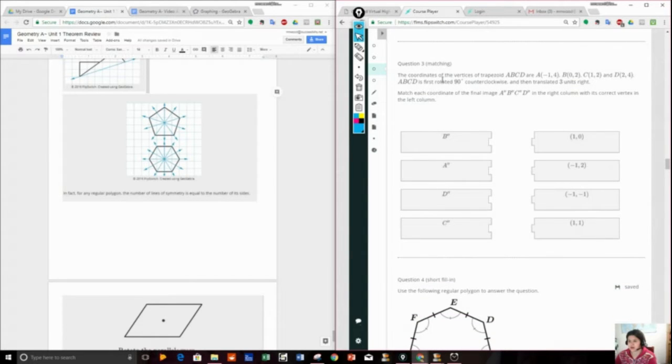And I'm going to do question 3 because it's a click and drag, and just so you're clear on how to navigate a click and drag. So the coordinates of the vertices of trapezoid ABCD are point A is at negative 1, 4, point B is at 0, 2, point C is at 1, 2, and point D is at 2, 4. ABCD is first rotated 90 degrees clockwise and then translated 3 units right. Match each coordinate to the final image A double prime, B double prime, C double prime, D double prime in the right column with its correct vertex in the left column.